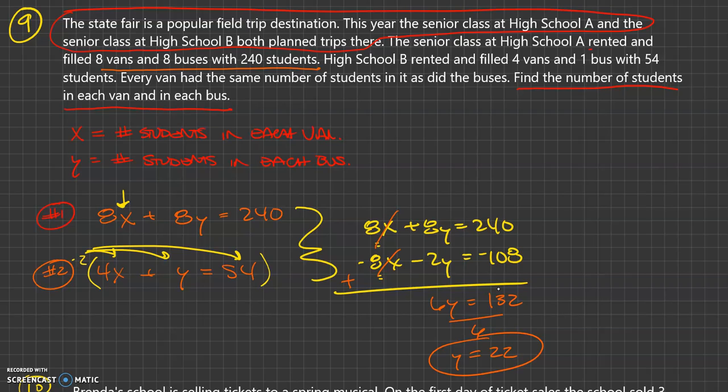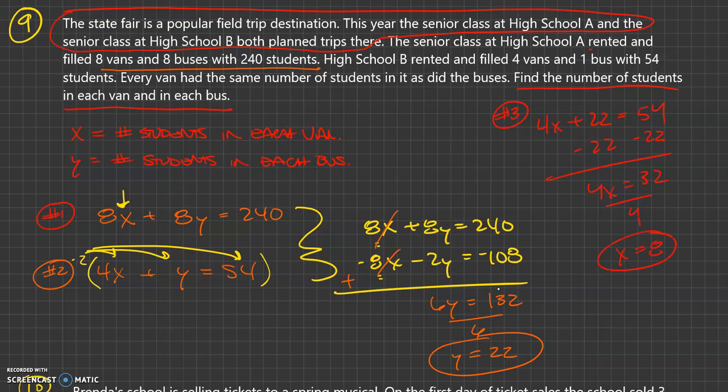So how many students were on each bus? 22. All right, so now I'm going to come up here and do a next step. I need to know how many students were in each van. So pick one of the equations. Let's just do 4x plus 22. I'm going to substitute 22 in for y equals 54. Subtract 22 from both sides and get 4x equals 32. Divide everything by 4 and get x equals 8.